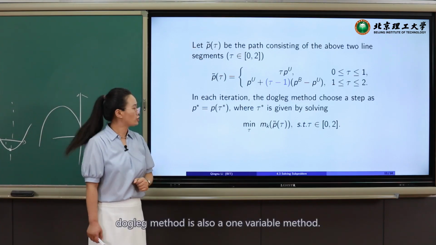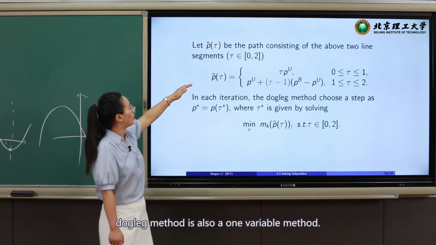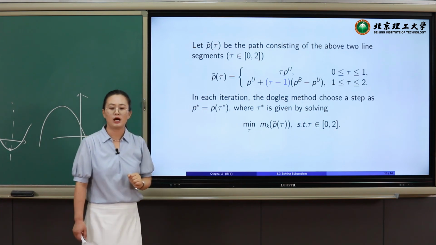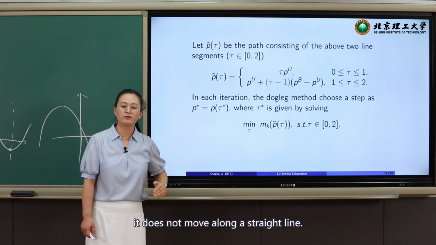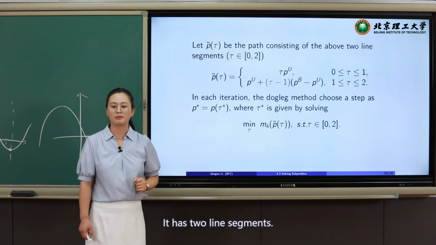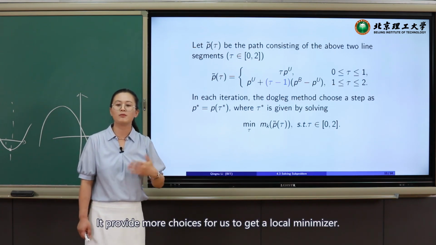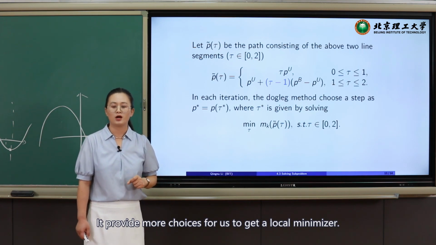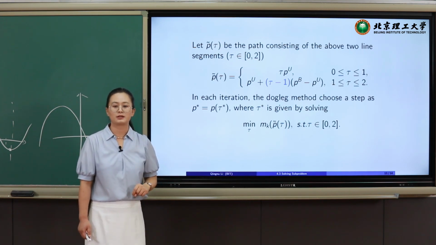In other words, the dogleg method is also a one-variable method. However, it does not move along a straight line. It has two line segments, okay? So it provides more choices for us to get a local minimizer.